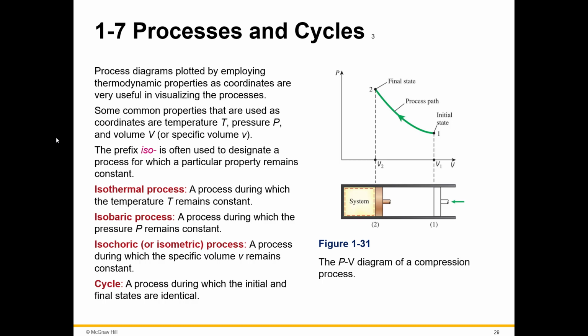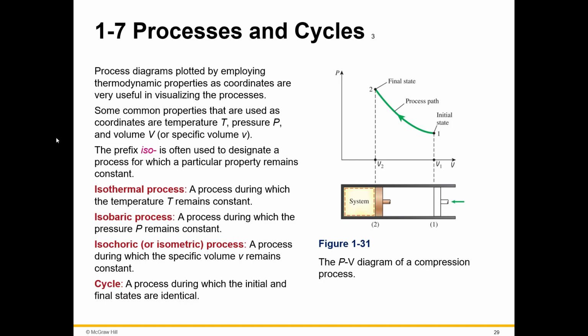And then you've got the prefix iso. Anytime you hear iso, it is often used to designate a process for which a particular property remains constant. So when you see iso, think isolated, think constant, think it's never going to change. Isothermal process, the temperature is never changing. Isobaric process, the pressure is never changing. Isochoric or isometric process, the specific volume is never changing.